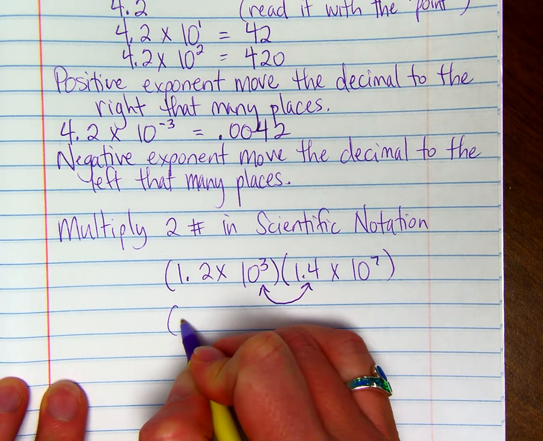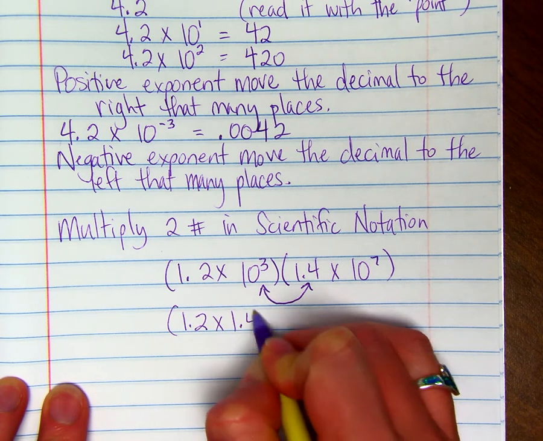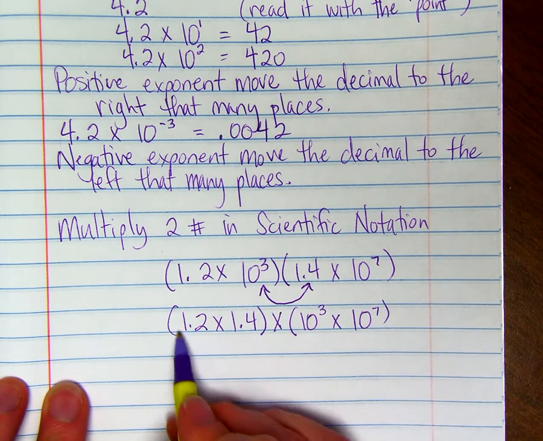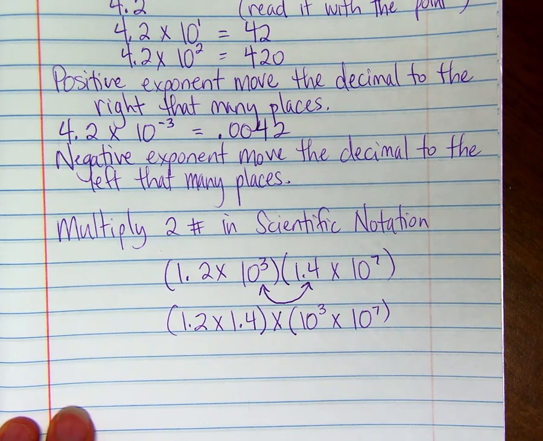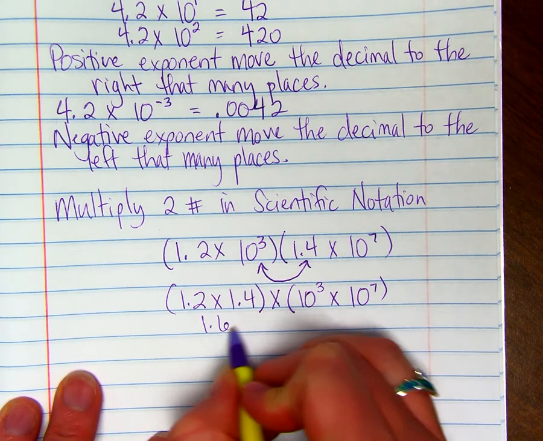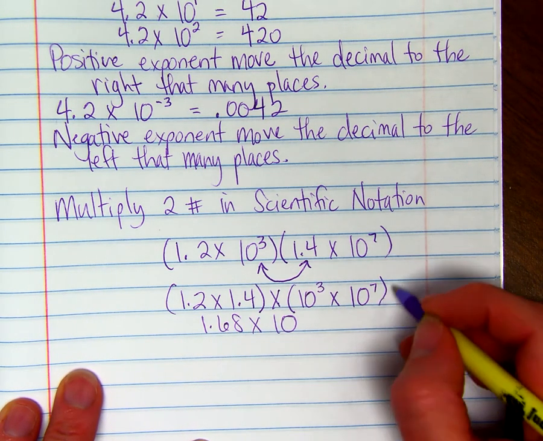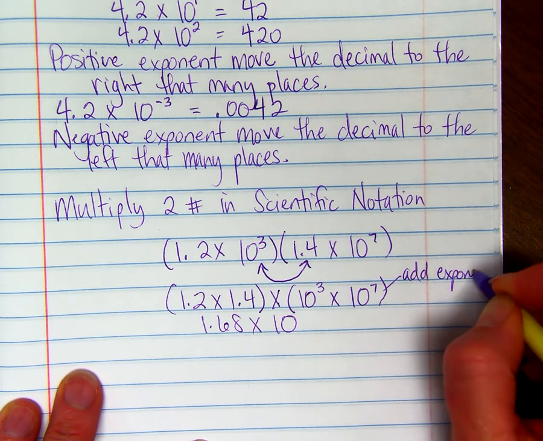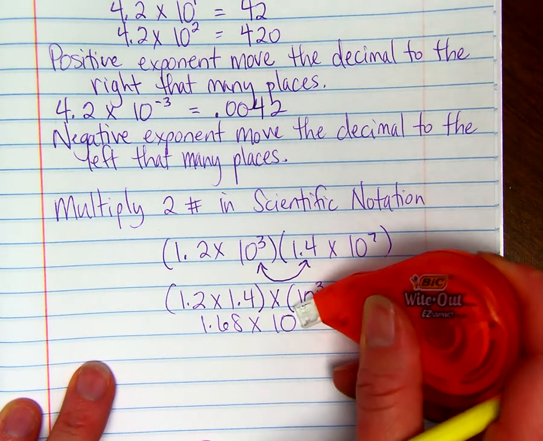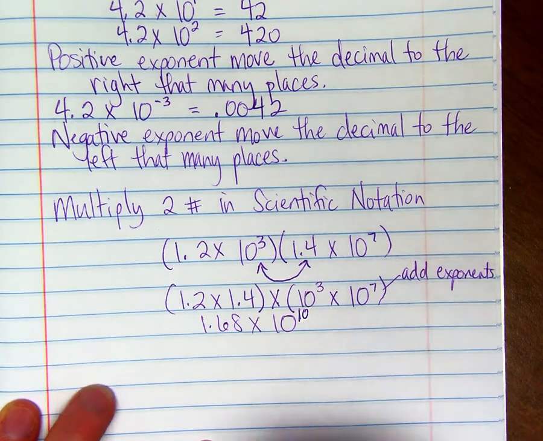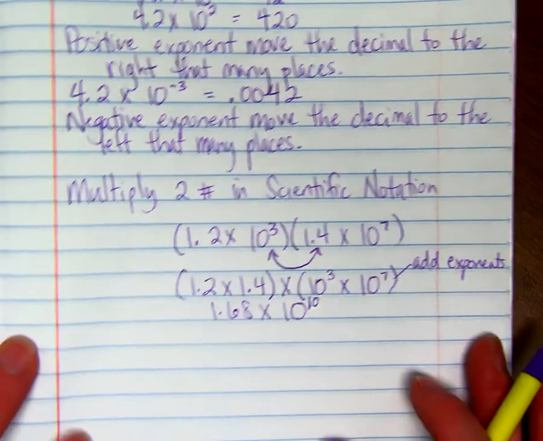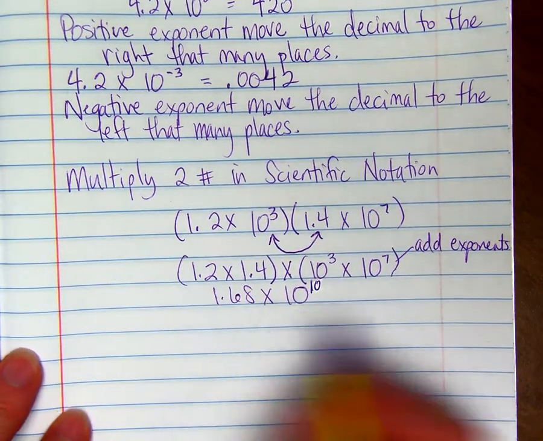We're going to write 1.2 times 1.4, then put a times sign between. We're going to do 10 to the third times 10 to the 7th. When you multiply 1.2 and 1.4, we get 1.68 times 10, and you want to remember to add the exponents. So this is 10 to the 10th, because 3 plus 7 is 10. And if it were not in scientific notation, we would have to fix it so it was in scientific notation.